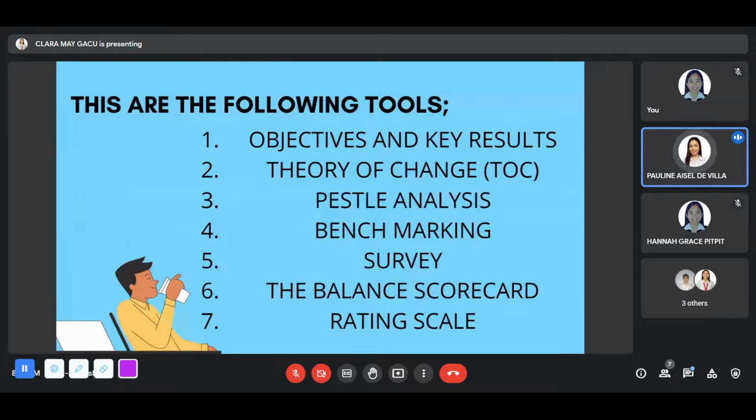So these are the following tools. We have objectives and key results. Second one is the theory of change or the TOC. Third one is the PESTLE analysis. Fourth is benchmarking. Fifth is survey. Sixth is the balanced scorecard. And lastly, the rating scale.